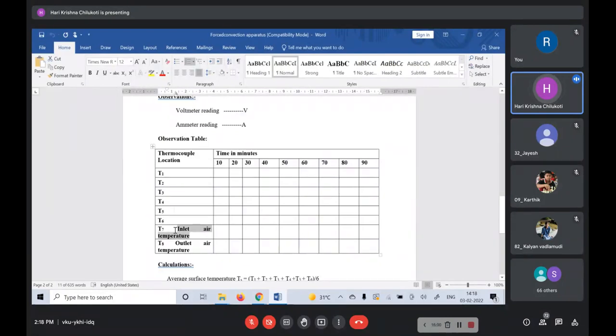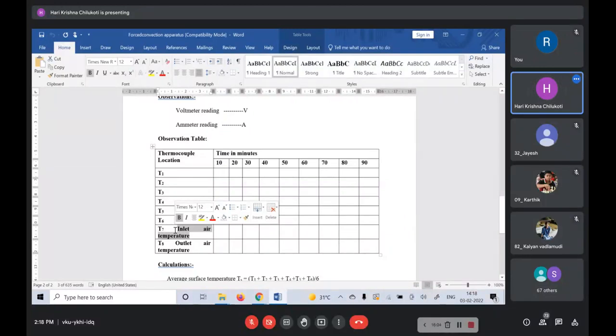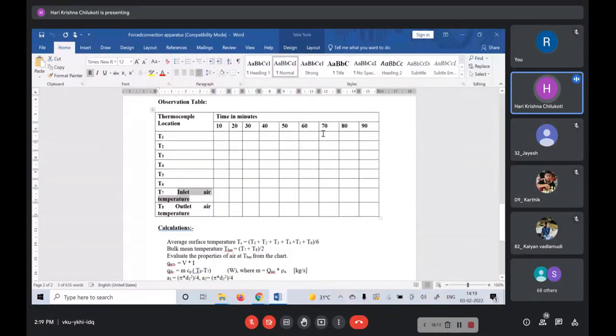So one should remember that this inlet and outlet air temperature will be significantly different whether you do the experiment in winter or whether you do the experiment in summer. So for every 10 minutes, we'll note down these readings, and after some time, the system will reach the steady state.